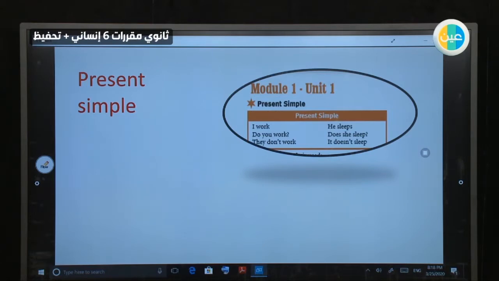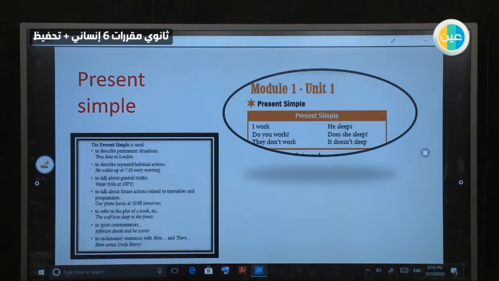Okay, if we change the subject from I to he, it will be he works, she works, or he sleeps, she sleeps. Does she sleep? Does he sleep? Does it sleep? It doesn't sleep. If you are talking about a cat or any animal, it doesn't sleep. Okay, again, I, we, they, you work. He, she, it works or sleeps. The helping verb to make a question with I, they, we, you is do, while it is does with he, she, it.